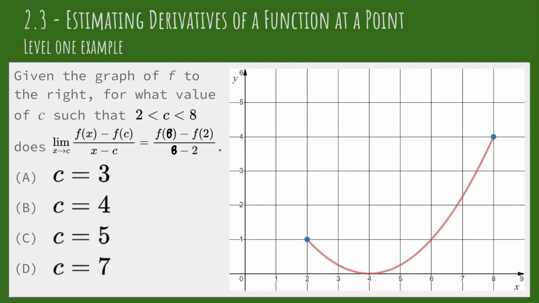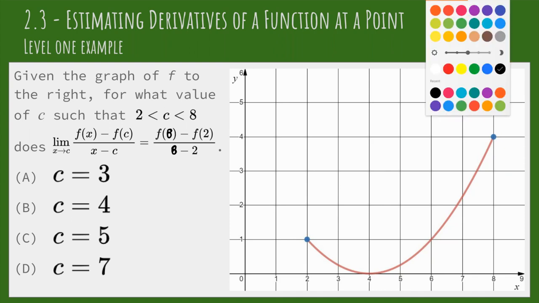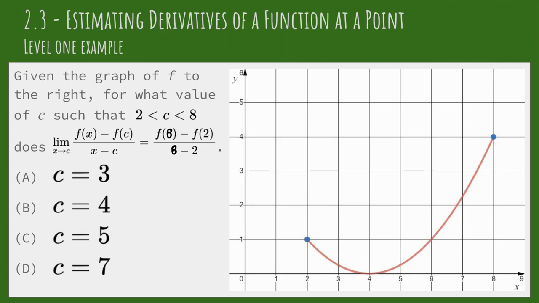I want to take a look at an example that combines instantaneous rate of change and average rate of change from a graphical perspective. So in this problem, we are asked to find a value of C, or at least approximate a value of C, given this equation right here. We know C is going to be somewhere between 2 and 8, so somewhere on this interval where the graph of the function is shown here.